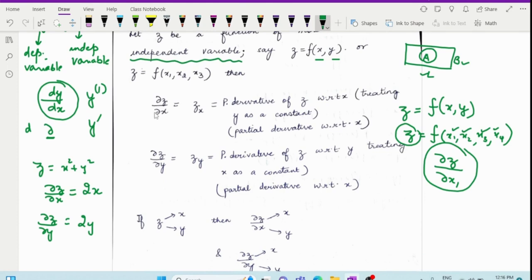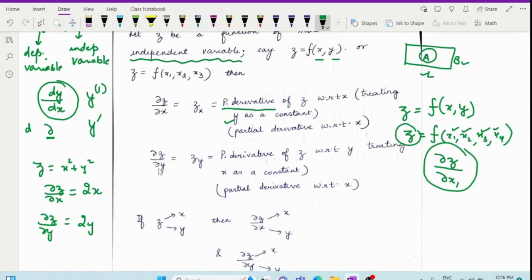Then del z by del x, or the notation for this partial derivative is z subscript x. This means the partial derivative of z with respect to x. When we say partial, we mean that the other variable is a constant. So while doing differentiation partially with respect to x, your y will be treated as a constant.